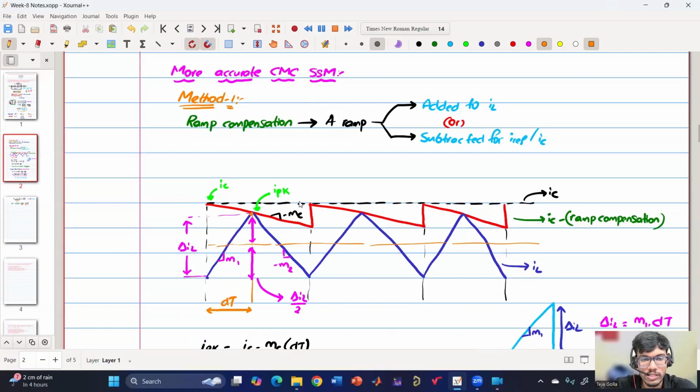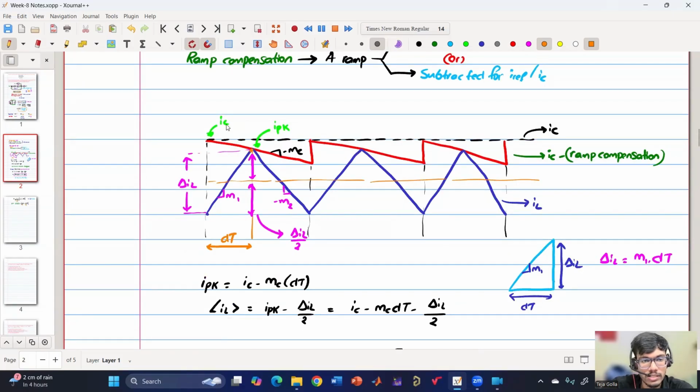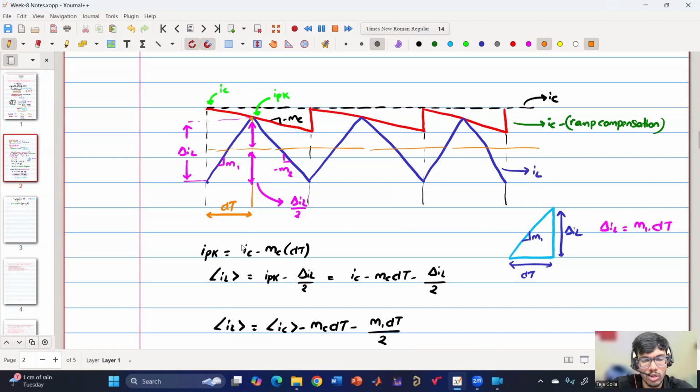So after removing the ramp compensation from the I reference, this red color waveform is what we actually get, which is the actual reference, which is then compared with the inductor current. So now, if you see, this is my IC. The peak of the inductor current is IC minus MC into DT because this is the on time. So this is the peak. Now the average of the triangular waveform is the midpoint, which is peak minus height by 2. So average of IL is peak minus delta IL by 2, and delta IL can be written as M1 into DT. So now we get this expression.